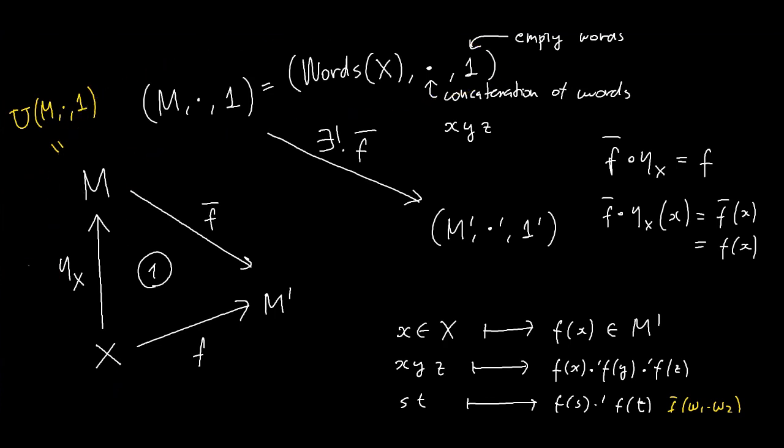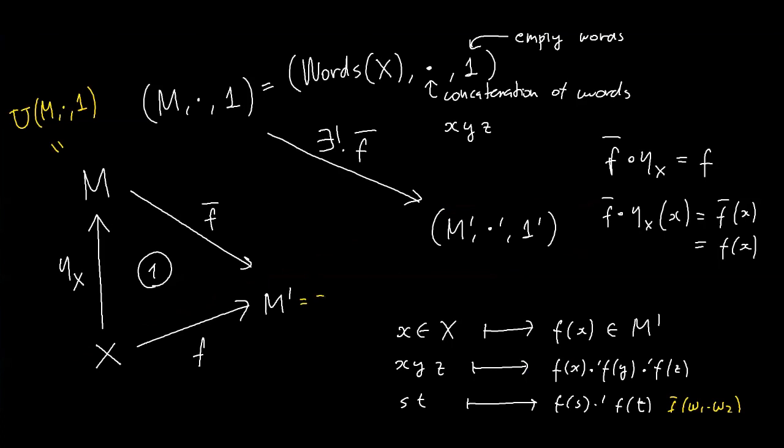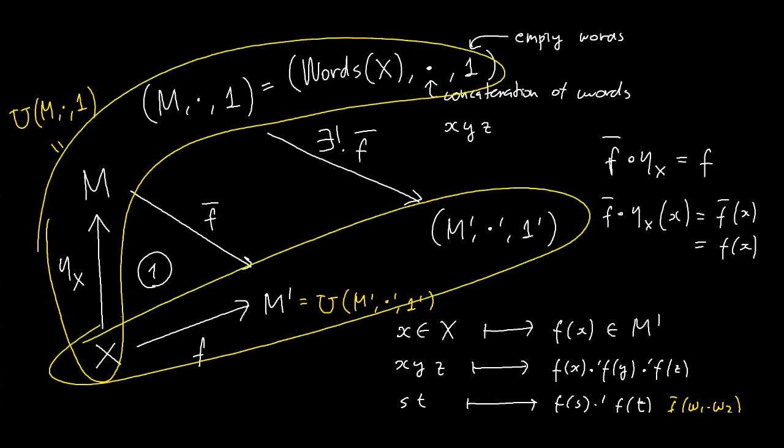Now we're saying that for any such other data, but what is that other data? That's another object, right? M prime again is U applied to M prime dot prime 1 prime. There must exist a unique morphism from that monoid to that monoid making this triangle commute, but that's exactly what a morphism is from this object to that object in the comma category. Is that clear, Alexander? Yep, I see it.